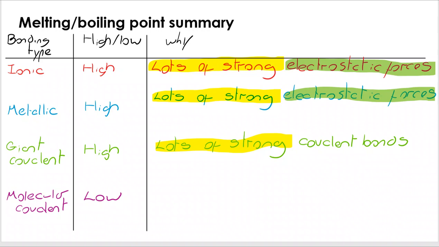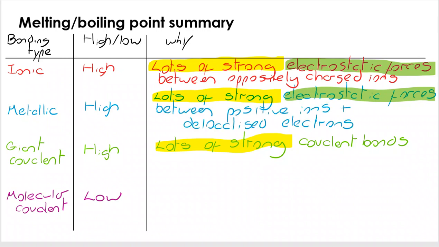But then we start to branch off again with different components to the answer. Ionic have lots of strong electrostatic forces between oppositely charged ions. Whereas in a metal, there are lots of strong electrostatic forces between the positive ions and delocalized electrons. If you talk about oppositely charged ions in metallic, you lose marks. If you talk about delocalized electrons in ionic, you lose marks. Now all of these can be finished off with a simple sentence, therefore lots of energy is needed to overcome them. So we have molecular covalent that really stands out on its own.